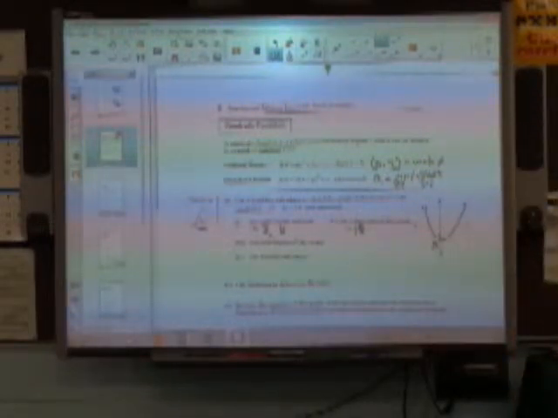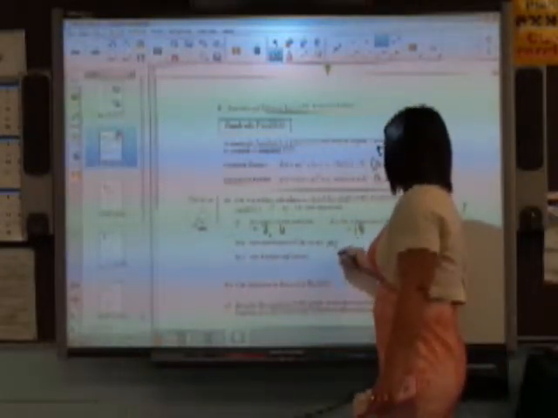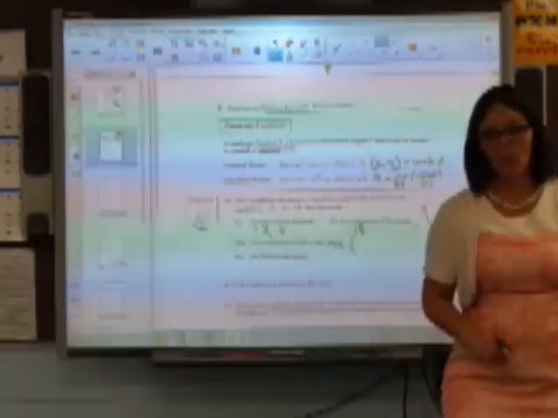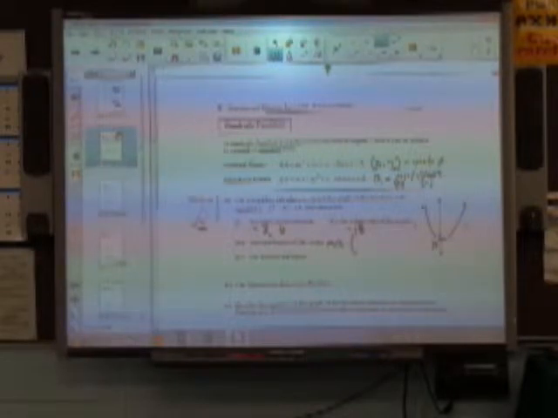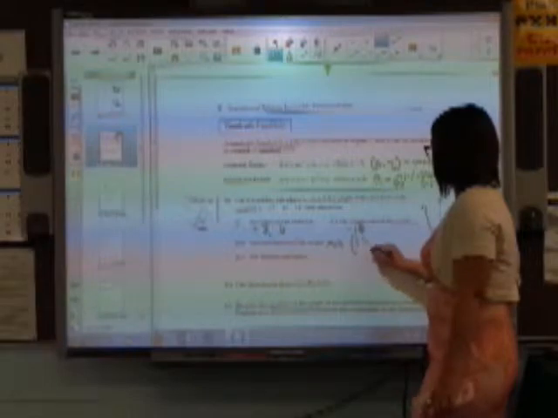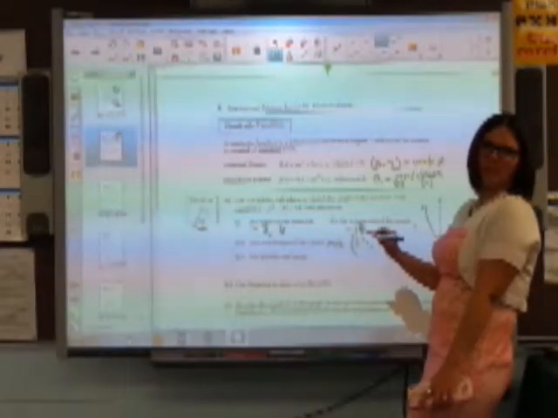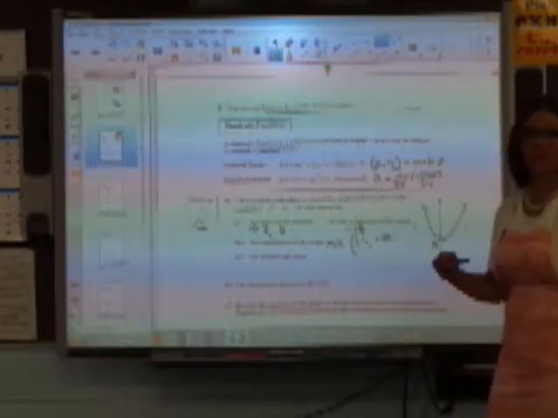To find the coordinates of the vertex, how do I do that? I have to go second calc again, and I find the min. Okay, and what do you get for minimum values? 1.5 and negative 20.25. Okay, so 1.5 and negative 20.25. Is it exactly 20.25? Okay.